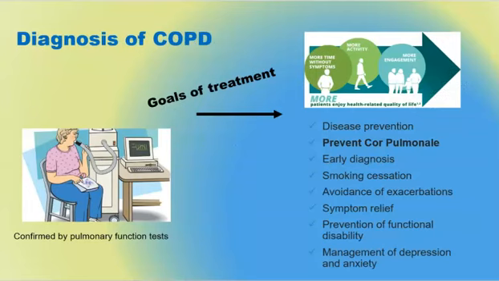So how do we know if a patient has COPD? Well, pulmonary function tests, okay, early diagnosis. There's so many things, but basically the diagnosis of COPD is pulmonary function tests. So the goals of treatment, disease prevention, right? We're going to hopefully educate our patients to stop smoking if they have started, and if they haven't, make sure that they know what the consequences could be if they do. Okay. Avoidance of exacerbations, symptom relief, prevention of functional disability. Okay, those are some of the goals of treatment.